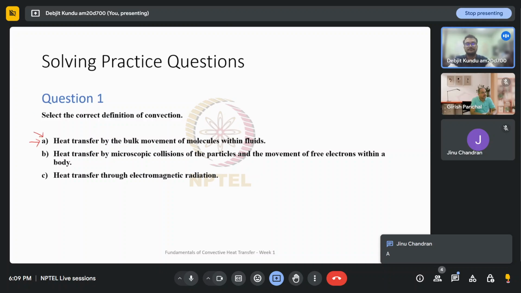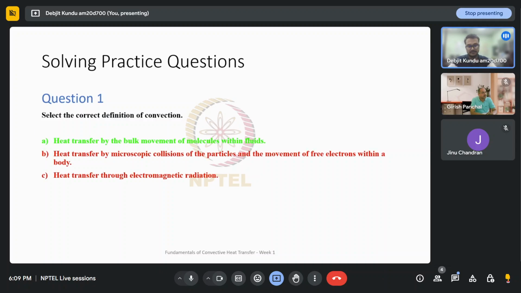So we have two responses in favor of option A. Let's look at the solution now. It is indeed option A, so you're all correct. Heat transfer by the bulk movement of molecules within fluids, that's what describes convection. Now before going into it, let's go through the other two options.